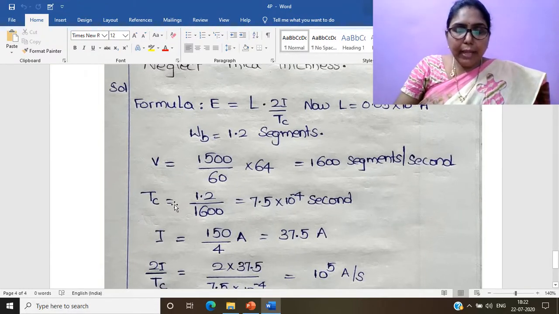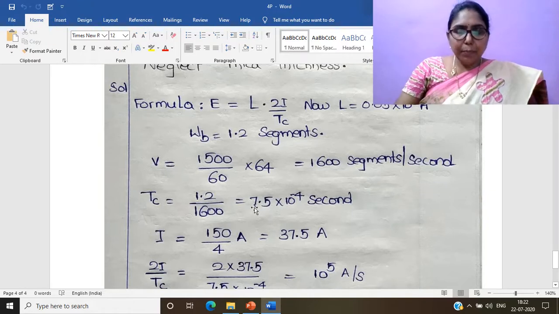Now I would like to calculate the time of commutation. Tc is equal to (WB minus WM) divided by the velocity. In this problem they mentioned to neglect the mica width, so WM is 0. So simply it is 1.2 by 1600. By simplifying this, we get 7.5 × 10^-4 seconds.